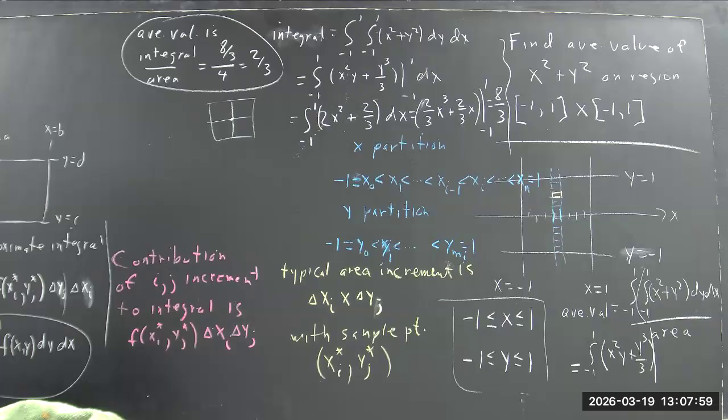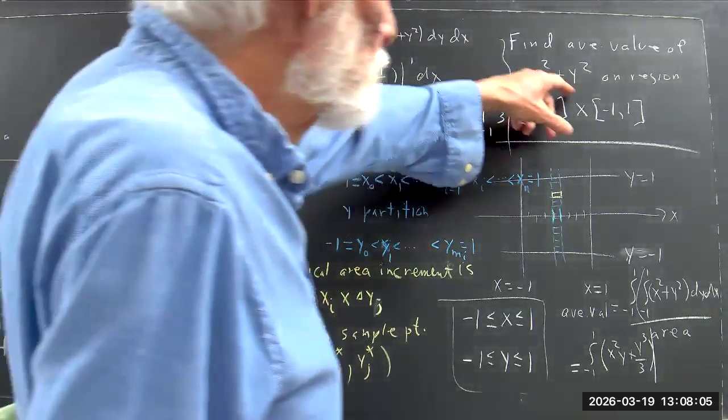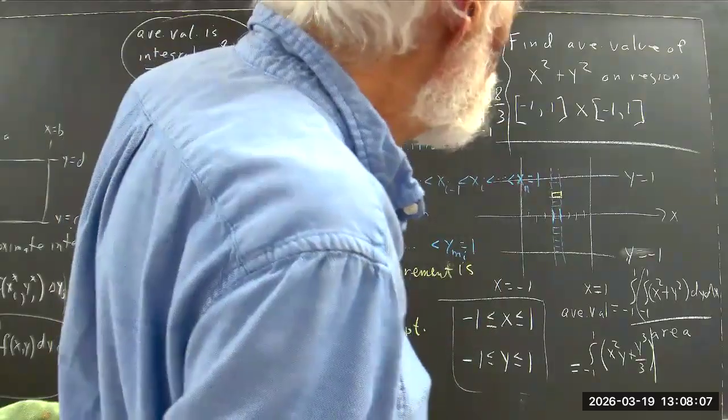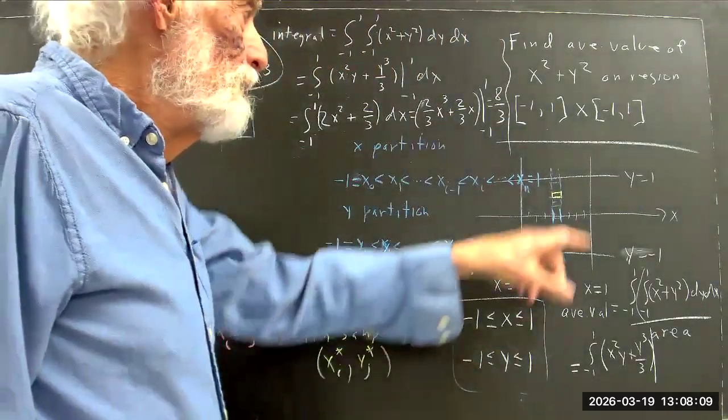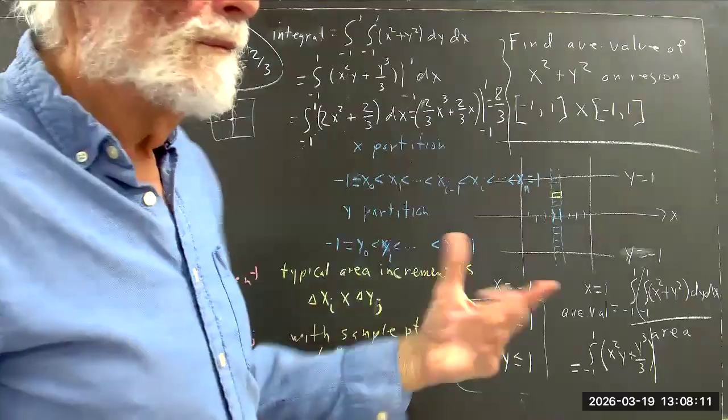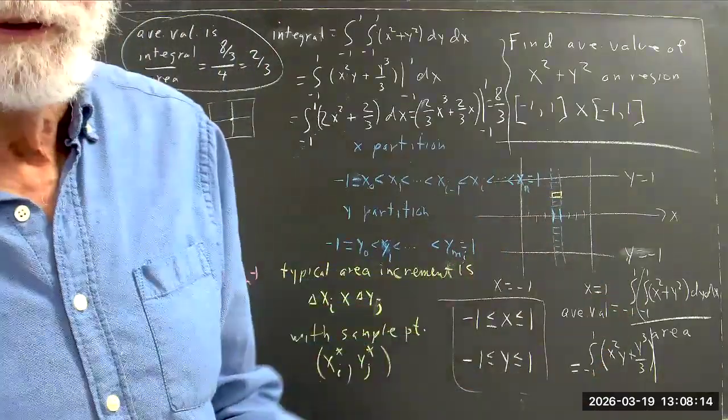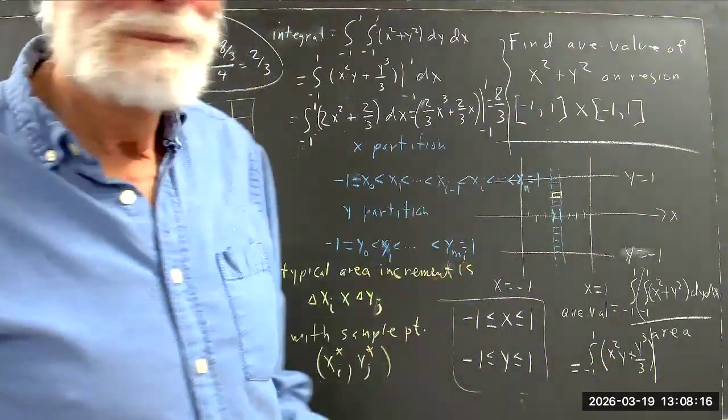Divide 8/3 by 4, you get 2/3. Does that make sense? Well, what are the values of x squared plus y squared? The maximum value of x squared plus y squared occurs at these four corners, okay? And it's 2.